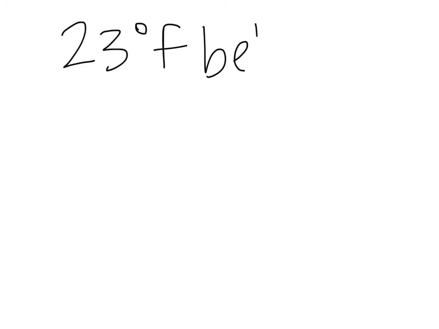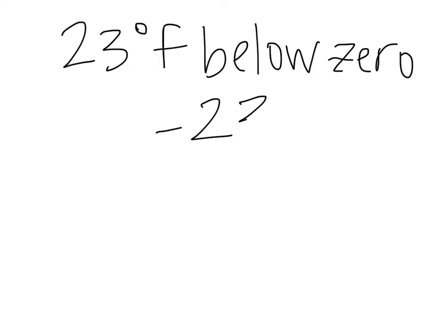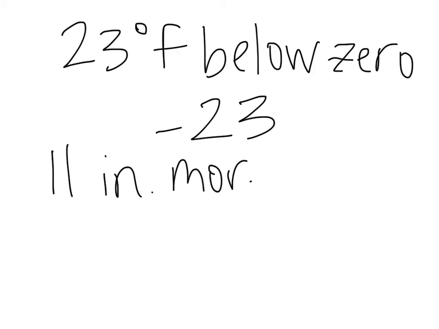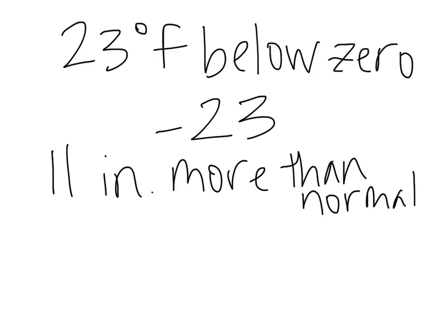We can use integers to represent real-world situations. So if we have 23 degrees Fahrenheit below 0, the integer representing that situation would be -23 because it is below 0. Another example is if we have 11 inches more than normal, that would be a positive 11, or you can just write 11, because it is more than normal.